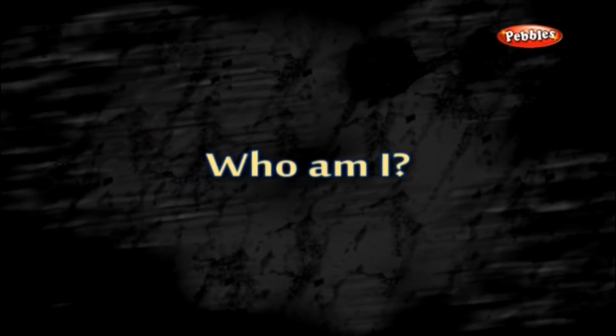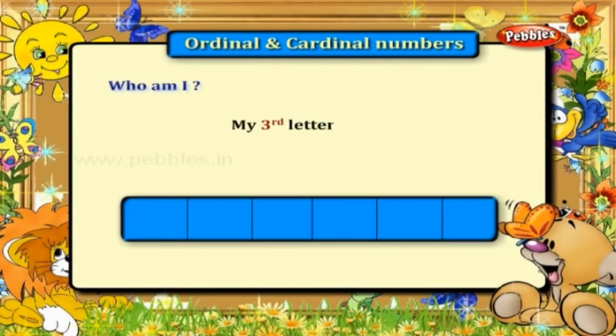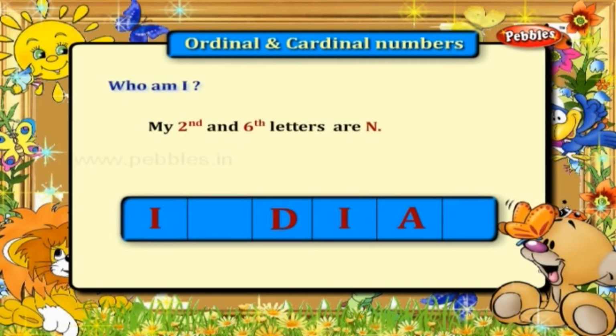Who am I? My third letter is D. My first and fourth letters are I. My fifth letter is A. My second and sixth letters are N. I am an Indian.